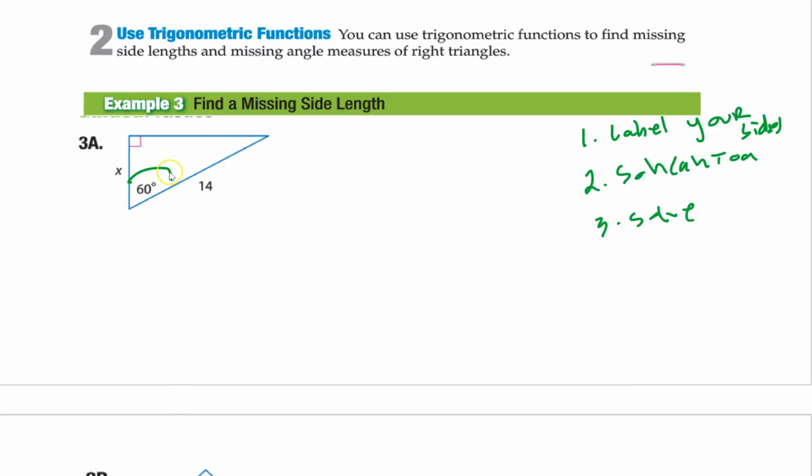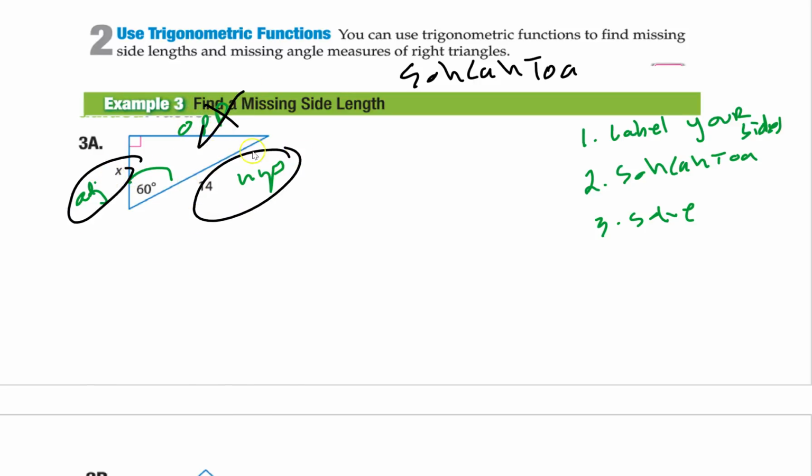So here's my angle. This is opposite. This is right angle, so hypotenuse. This is adjacent. I'm going to write SOHCAHTOA because that thing's amazing. Now look at what we have. I don't have anything for the opposite, so that's gone. I do have adjacent and hypotenuse. Look at SOHCAHTOA. Which one is adjacent hypotenuse? CAH. So we're going to use cosine for this one.